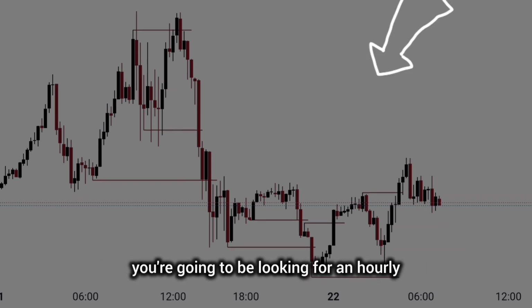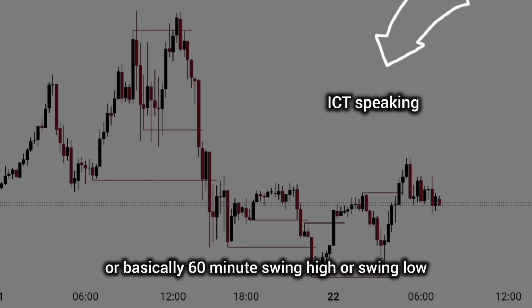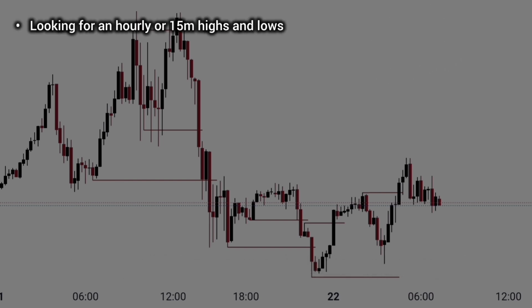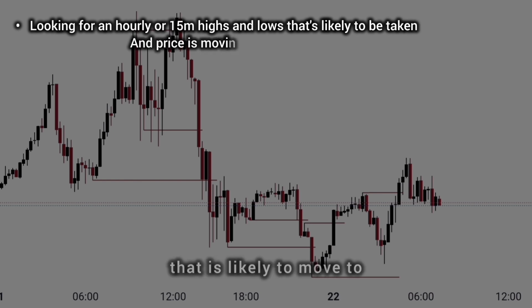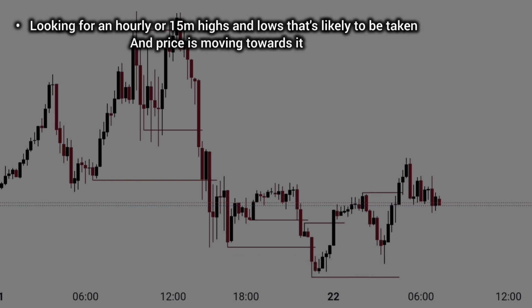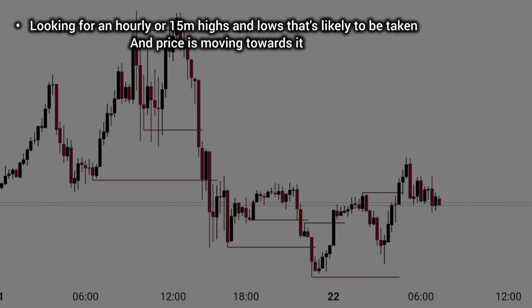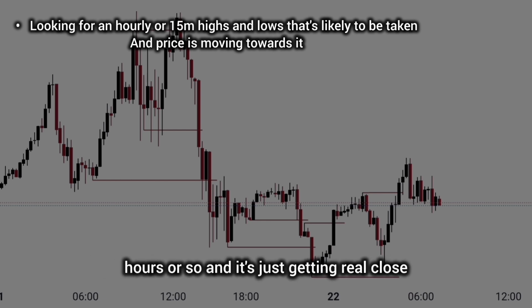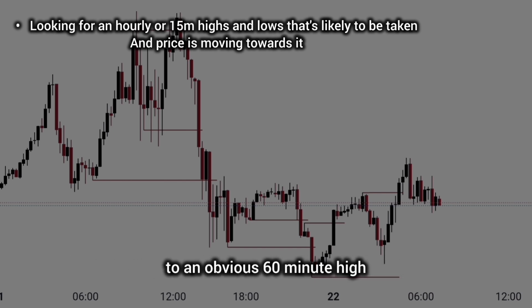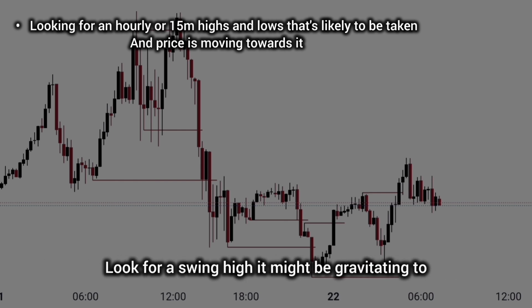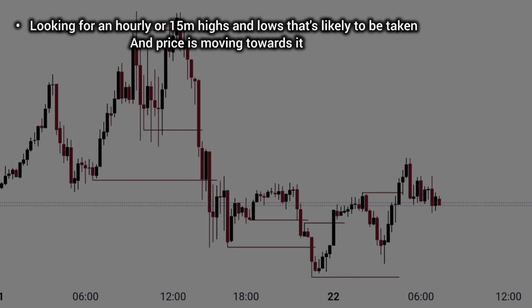You're going to be looking for an hourly or basically 60-minute swing high or swing low that is likely to move to. It's in close proximity to it. It's been going up for the last couple hours or so, and it's just getting real close to an obvious 60-minute high. If it's not doing that, go down to a 15-minute time frame. Look for a swing high that it might be gravitating to.